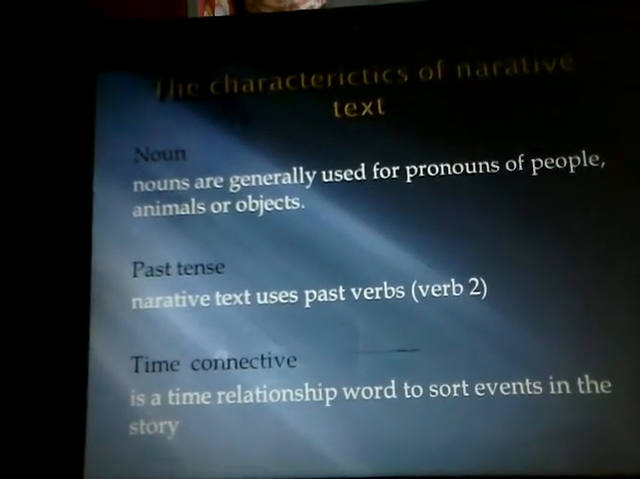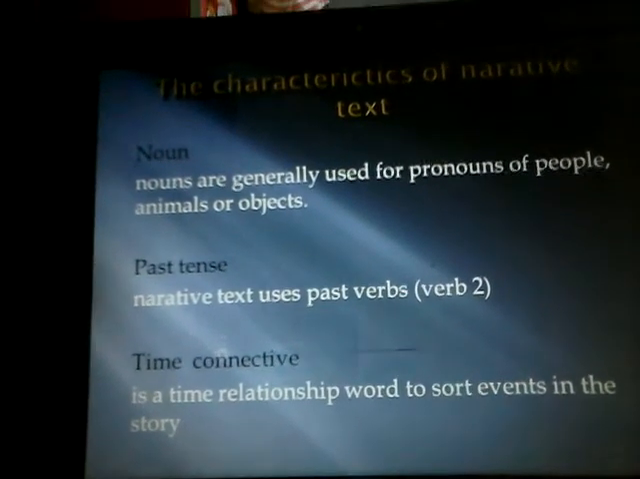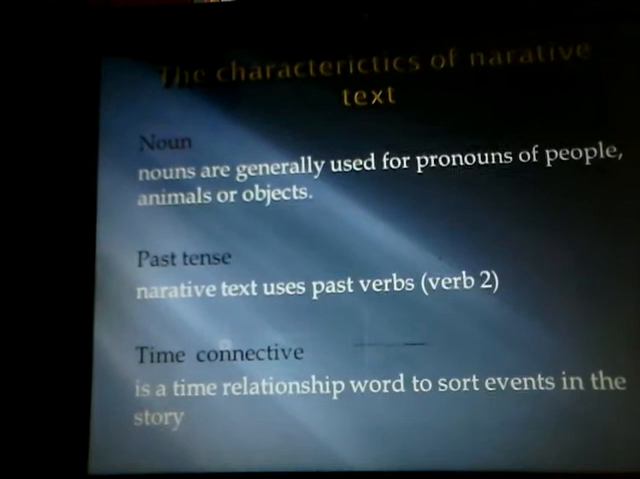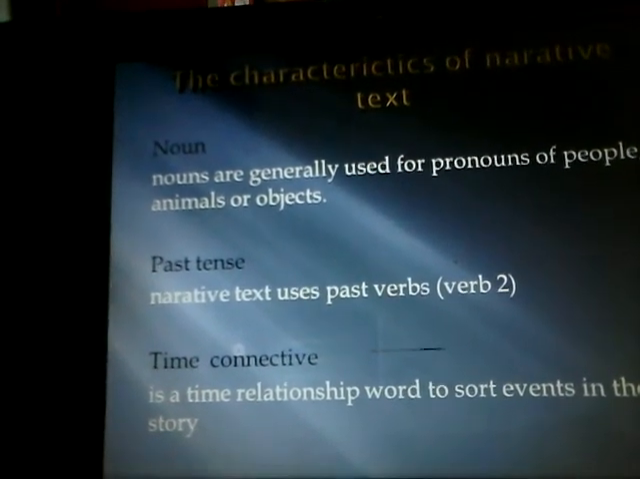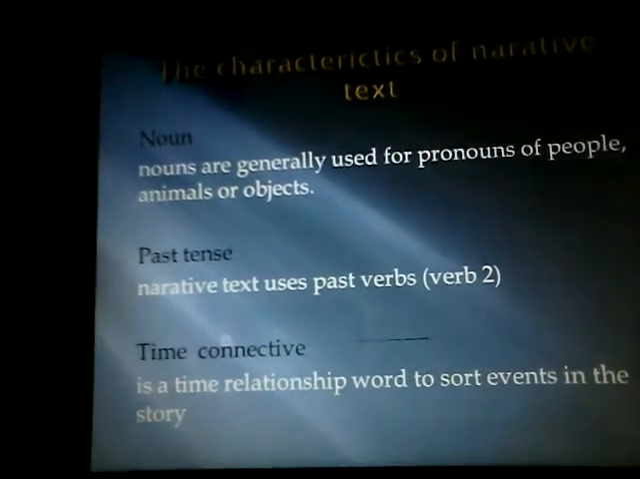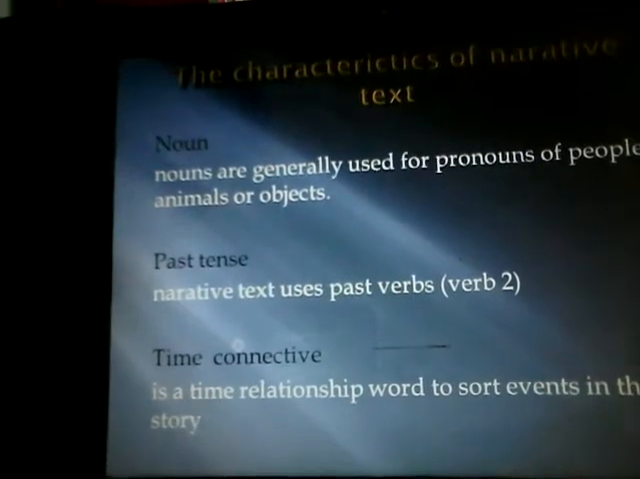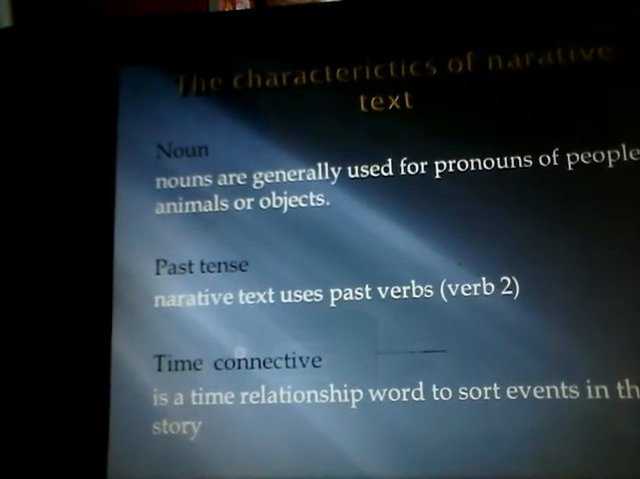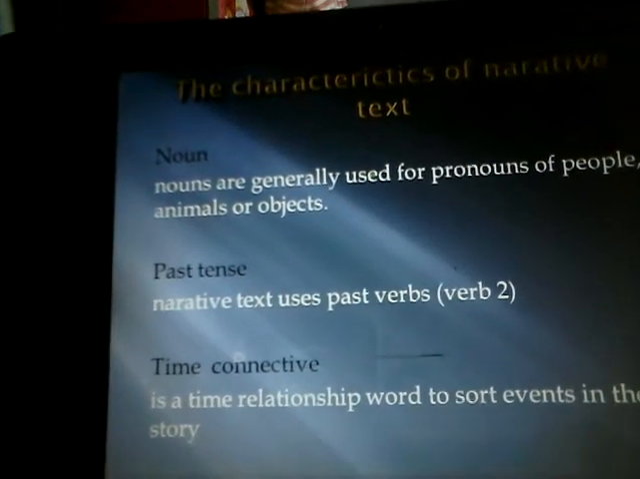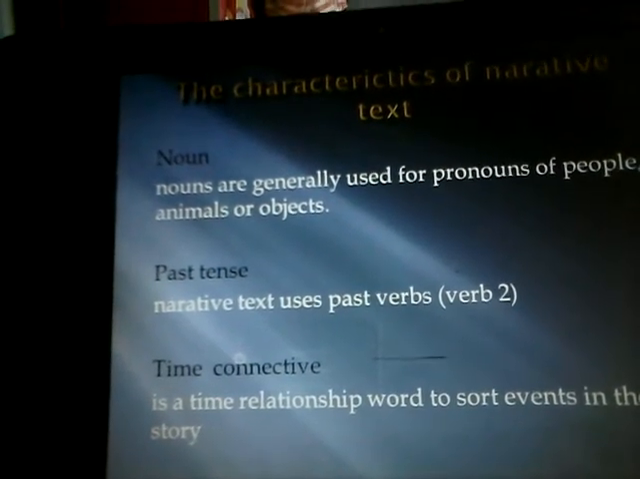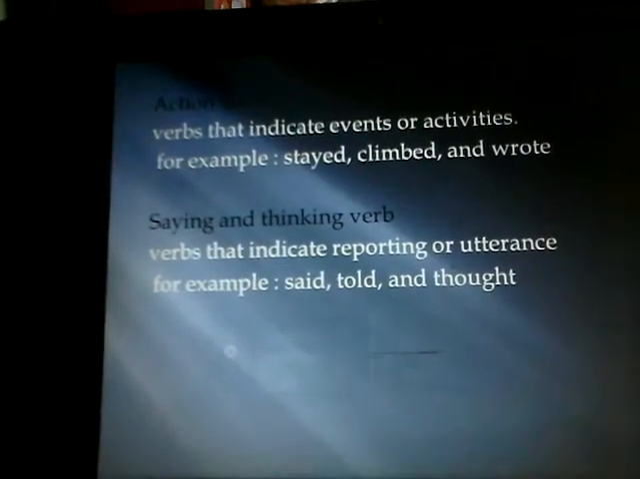And the next, past tense. Past tense is narrative text uses past verbs. Do you understand? Alright. And next, time connective. Time connective is a time relationship word to sort events in the story. Get the point? Alright. And next, action verbs.